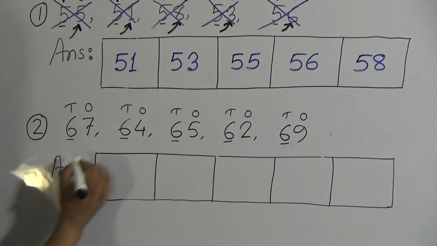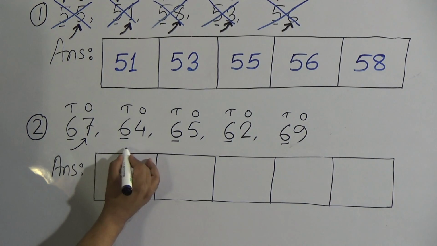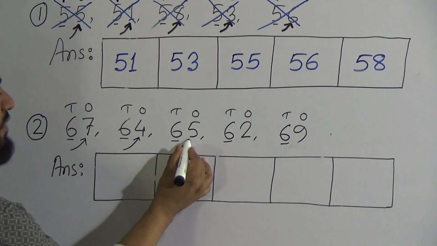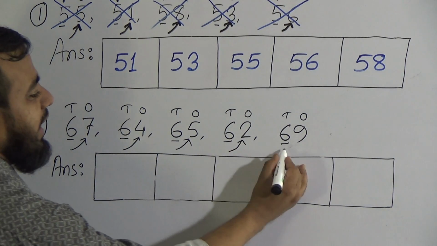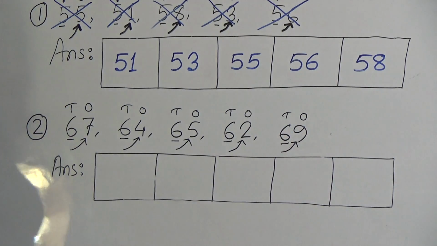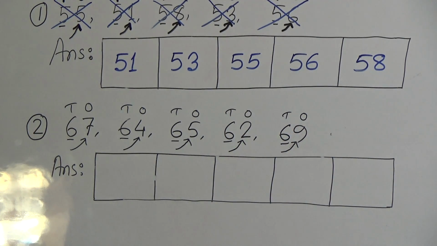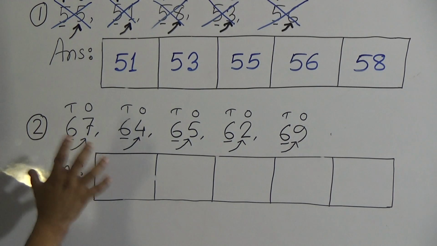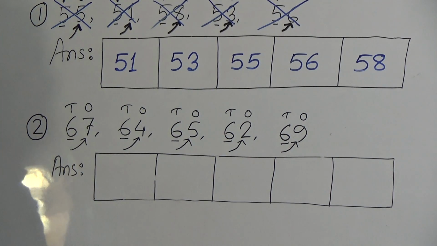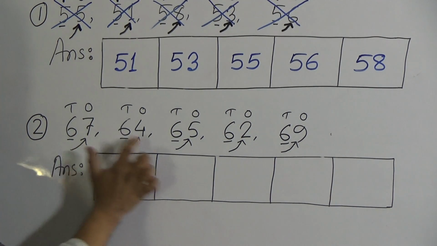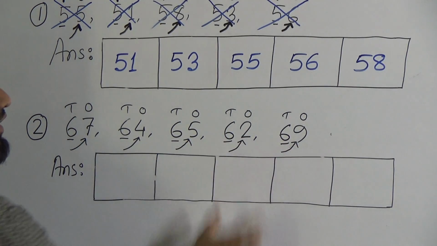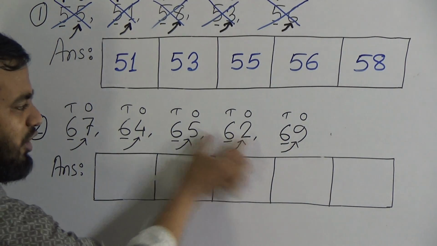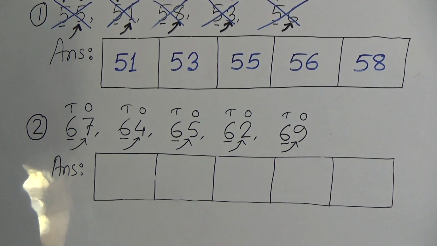And my dear students, now in the ones place we have 7, in the ones place we have 4, in the ones place we have 5, 2, and in the ones place we have 9. From these 5 digits, we can identify which one is the smallest. Among 7, 4, 5, 2, and 9, we know that 2 is the smallest number. That's why 62 will be our smallest number.